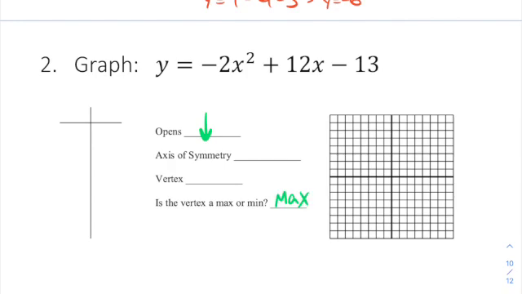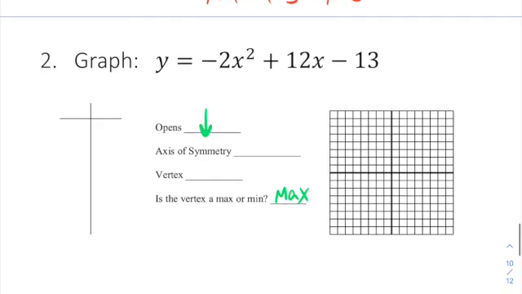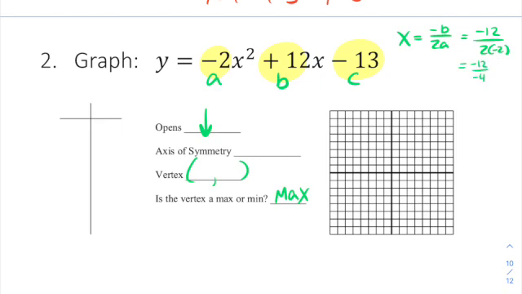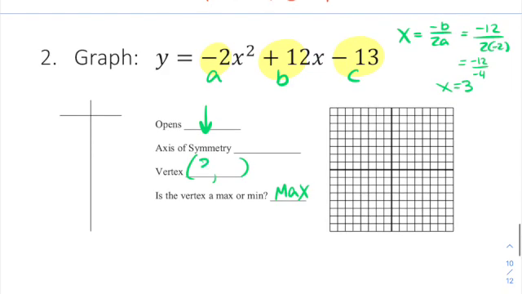Now remember, the axis of symmetry is really just the x-coordinate of the vertex here. And that formula is negative b over 2a. And our a is negative 2, our b is 12, and our c is negative 13. So this formula is going to say negative 12 over 2 times negative 2, or negative 12 over negative 4, which gives us x equals 3. So that's the x-coordinate of our vertex and the axis of symmetry. I'm going to sketch a dotted line to represent that axis of symmetry.